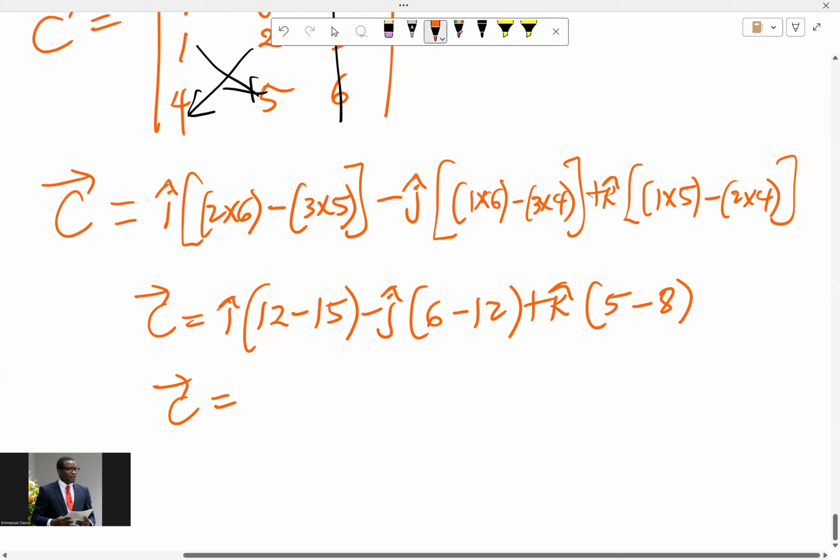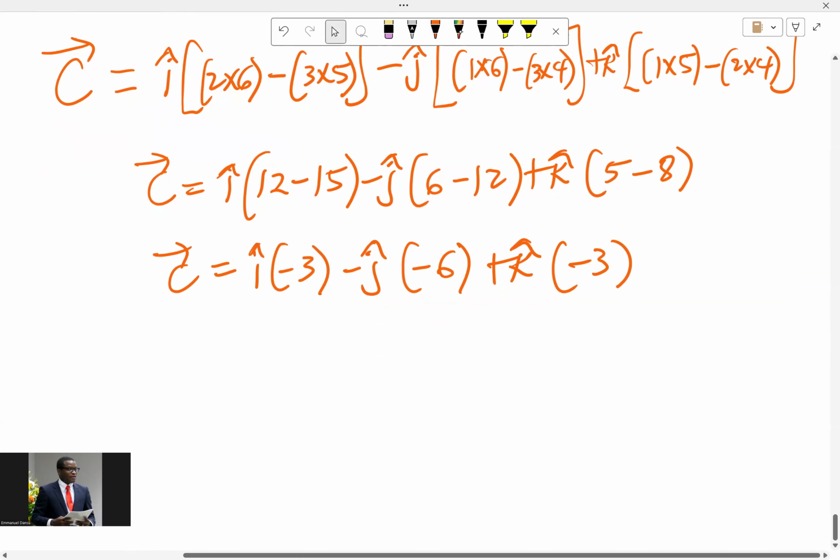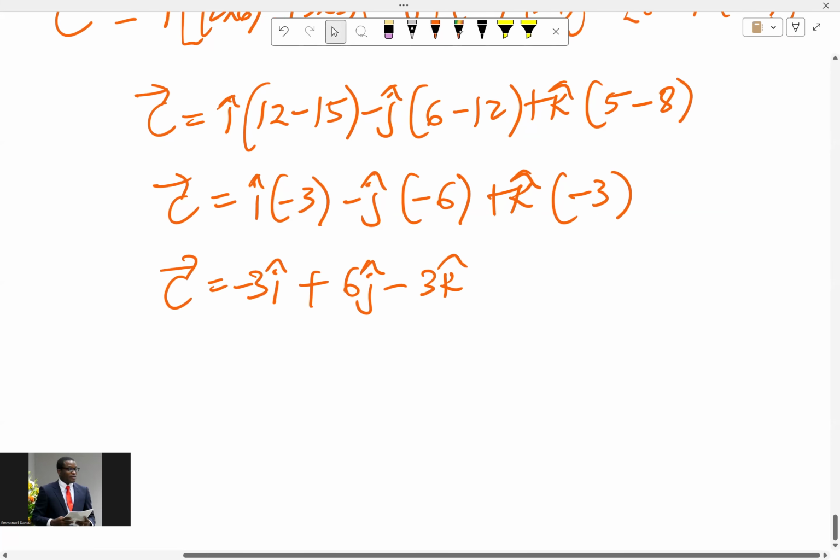And then we have C now to be I into 12 minus 15 is minus 3, minus J, 6 minus 12 is minus 6, plus K, 5 minus 8 is minus 3. And then we go to the final step where we state the last answer. So C is minus 3I plus 6J, of course, because minus and minus is plus, then plus and minus is minus again, minus 3K. Which you can actually write as minus 3, 6, minus 3. So that is the cross product.